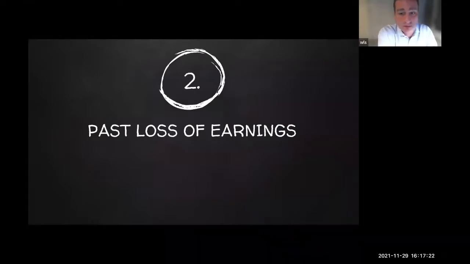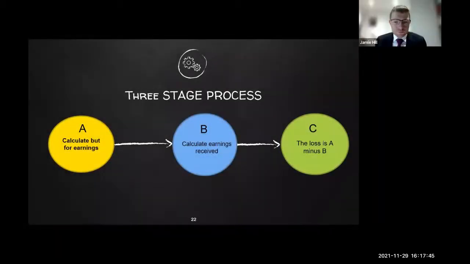So moving on to Penny then. The first aspect of the case study is to look at her past loss. And I'm grateful that I'm dealing with loss of earnings in this particular case study, because it's probably one of the most straightforward aspects of Penny's schedule of loss. And I've split it into past and future. So looking at past, it's a three-stage process as we were looking at earlier. A, calculate but for the injury earnings. B, calculate the earnings that she has in fact received. And then C, deduct B from A.